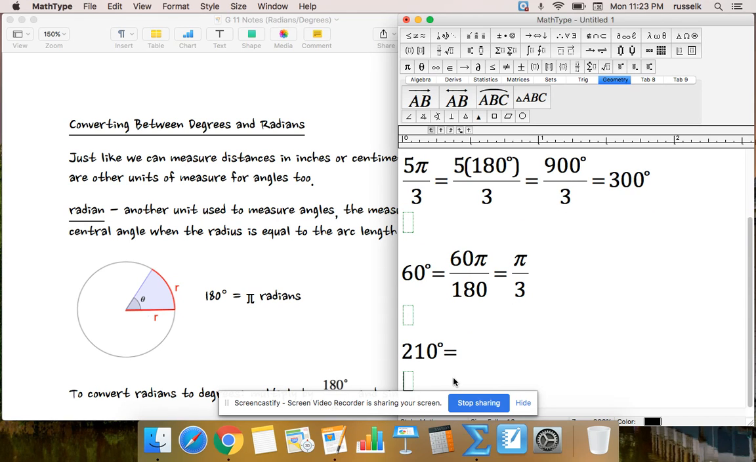For 210 degrees, we want to follow those same steps. 210 pi over 180. And then simplify just the numbers. So pi is going to stay in the top. You can divide those both by 10. That makes it 21 pi over 18. Both of those then can be divided by 3 to give us 7 pi over 6. If it comes out to be an improper fraction, like 7 over 6, leave it as an improper fraction. Don't change that to a mixed number.